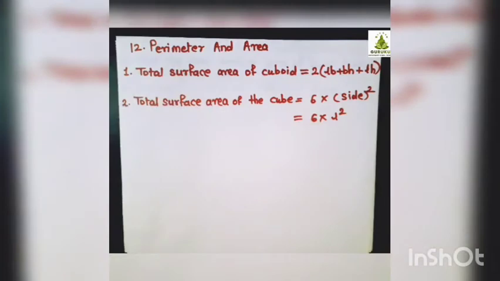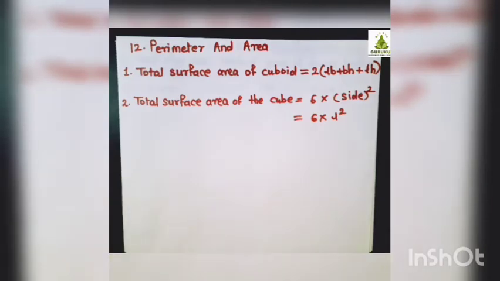In lesson number 12, perimeter and area, the next concept that we are going to learn is surface area of a cuboid and surface area of a cube. Till now, we have studied the perimeter and area for two-dimensional objects or diagrams. Now we are going to learn how to calculate the surface area for a three-dimensional object. The surface area of any three-dimensional object is the sum of the areas of all its faces.